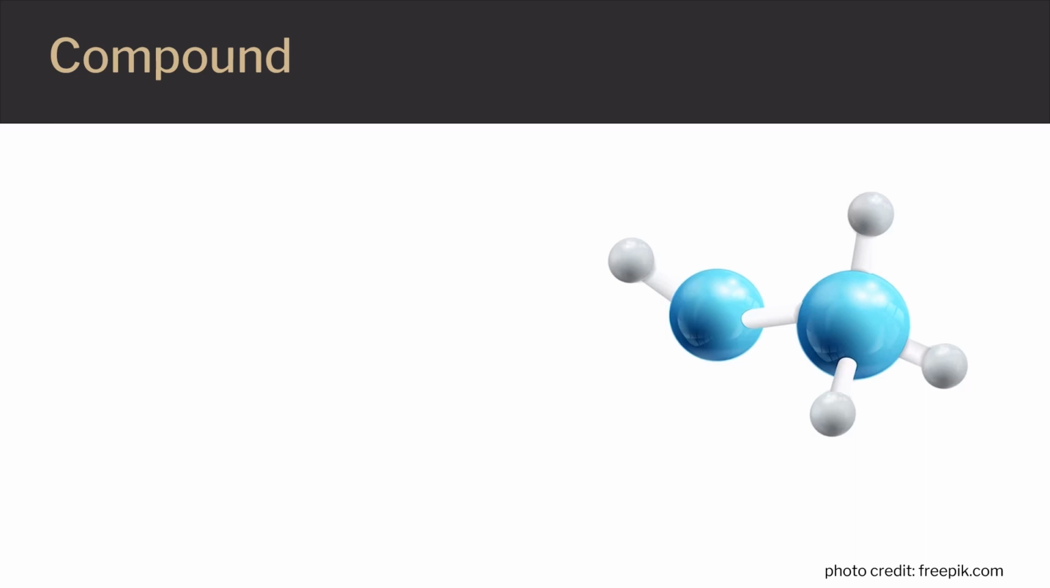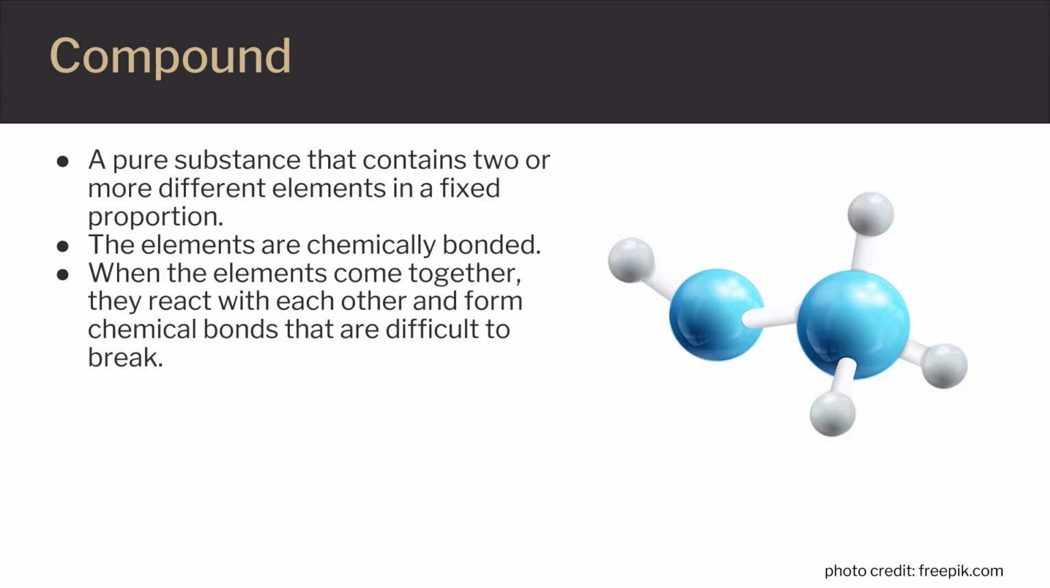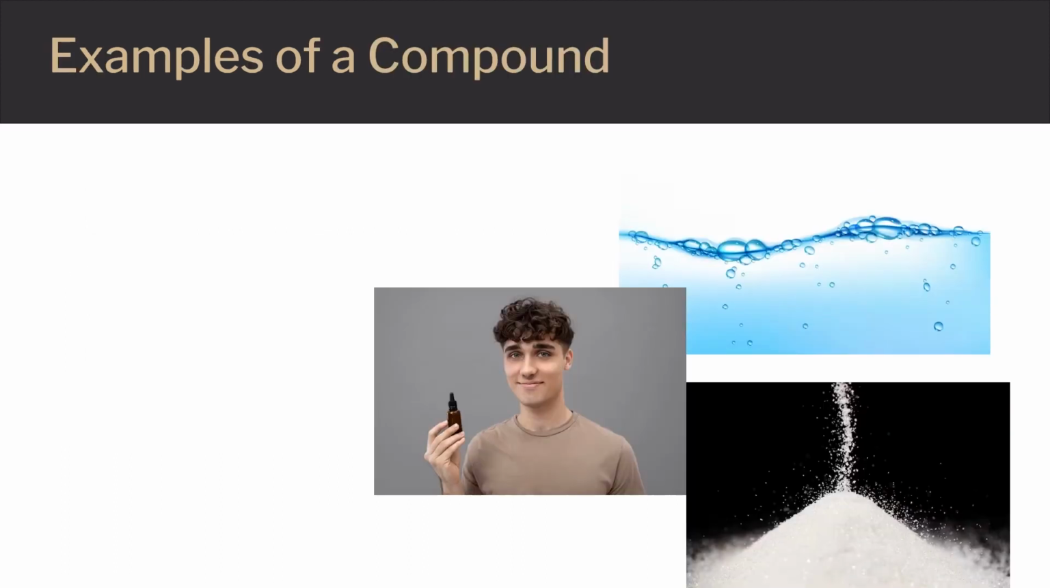A compound is a pure substance that contains two or more different elements in fixed proportion. The elements are chemically bonded. When the elements come together, they react with each other and form chemical bonds that are difficult to break. These bonds form as a result of sharing or exchanging electrons between atoms. Examples of a compound include hydrogen peroxide, water, and common table salt.